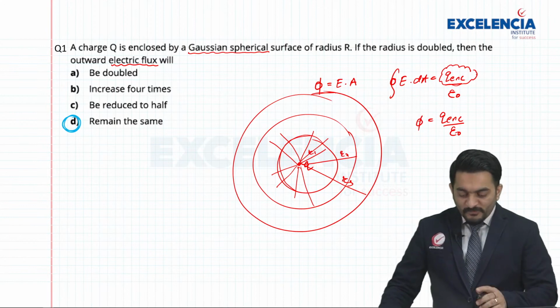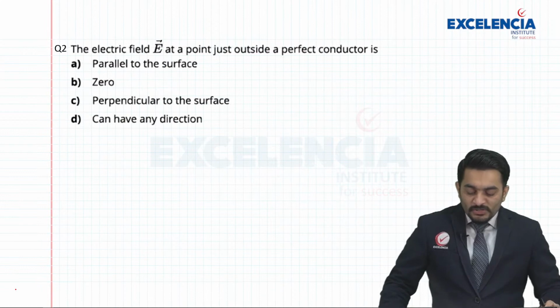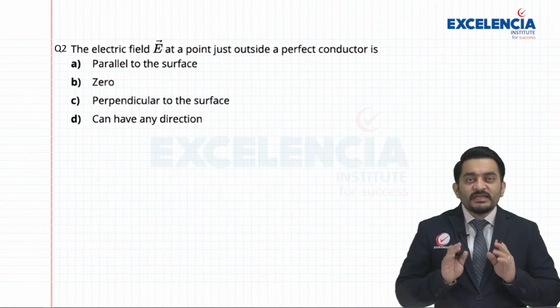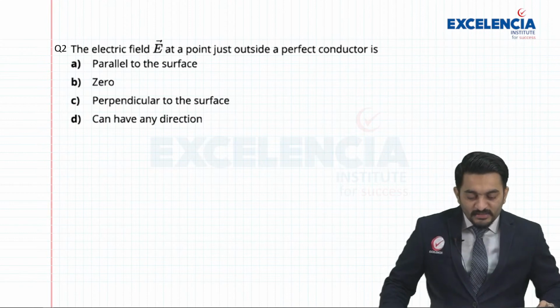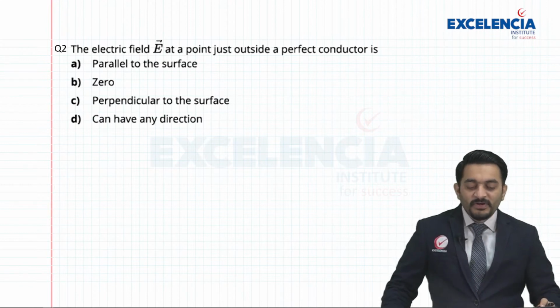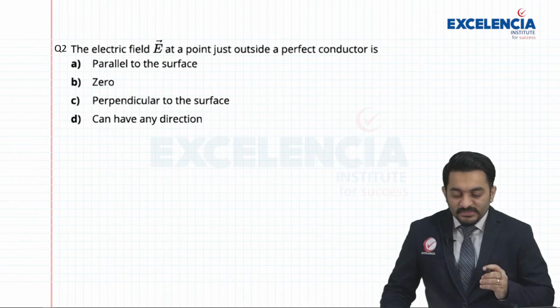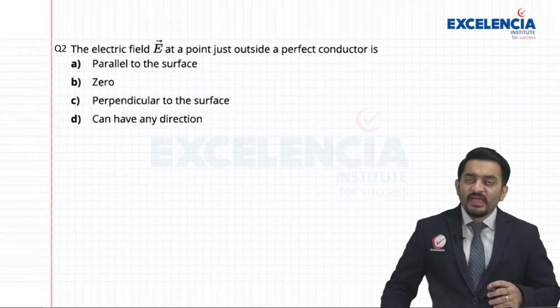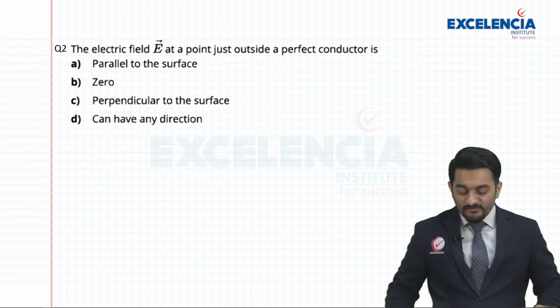After doing this question, let's move on to the next question. Here we have the next question, which says: the electric field E at a point just outside a perfect conductor is parallel to the surface, 0, perpendicular to the surface, or can have any direction. Now you need to understand, this is one very important concept we are discussing over here.